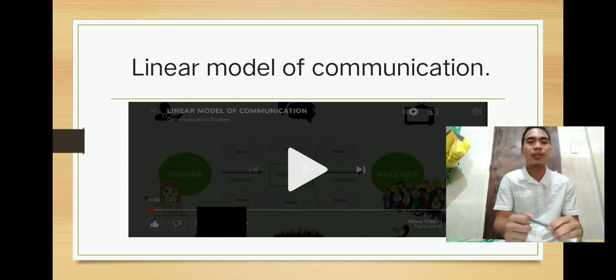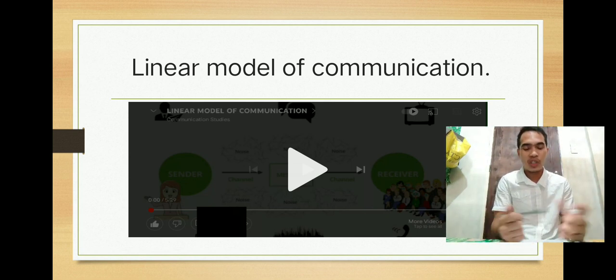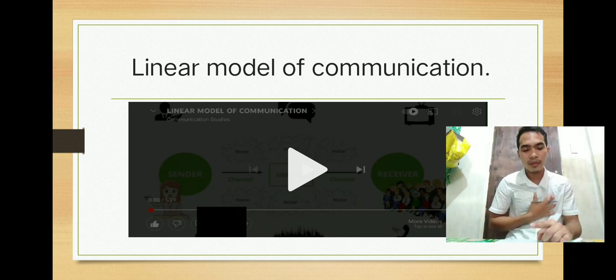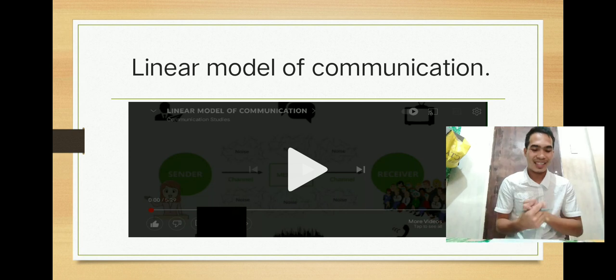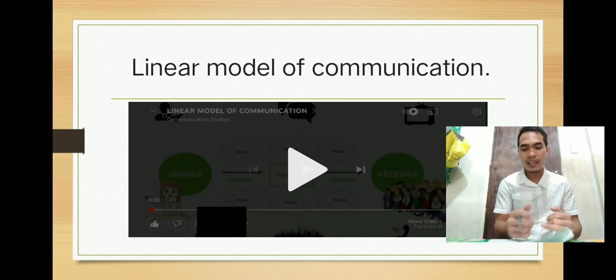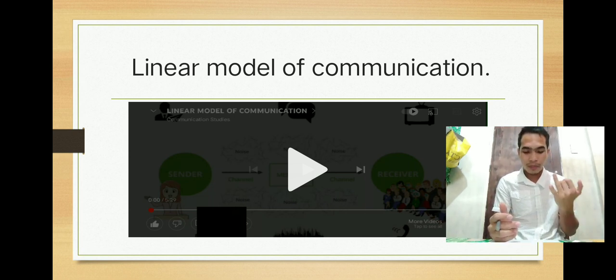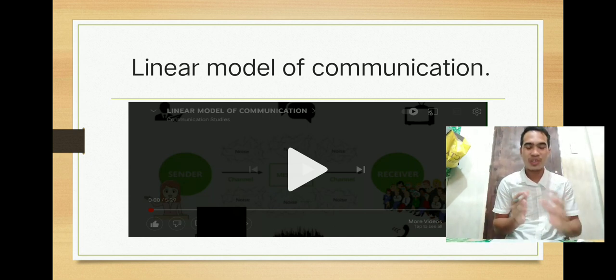That's all about the linear model of communication. According to the video, one example of linear communication is a seminar, where we have a sender and a receiver, such as the speakers as the sender and the audience or the participants inside the seminar as the receiver. So we have four communication models. The first one is, according to the video, the Aristotle model, then the Shannon-Weaver model, Berlo's communication model, and the pros and cons communication model.